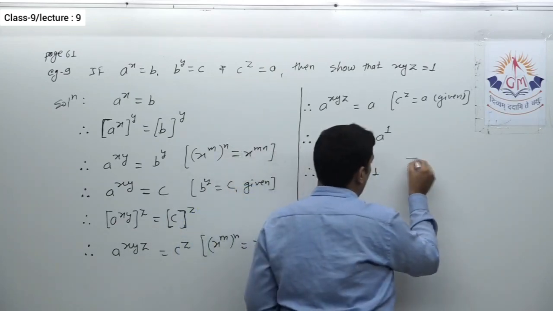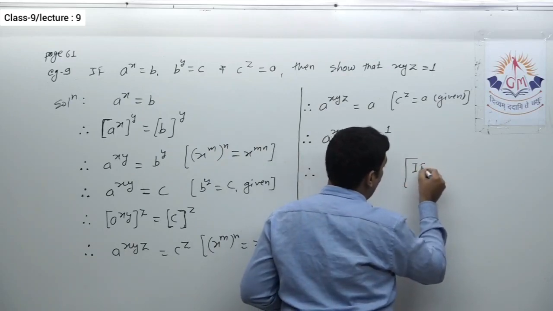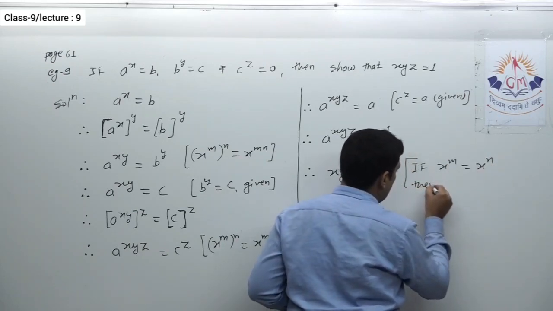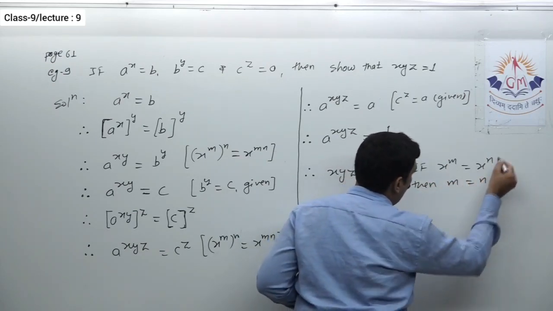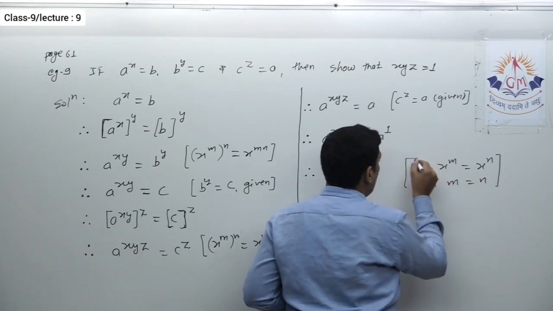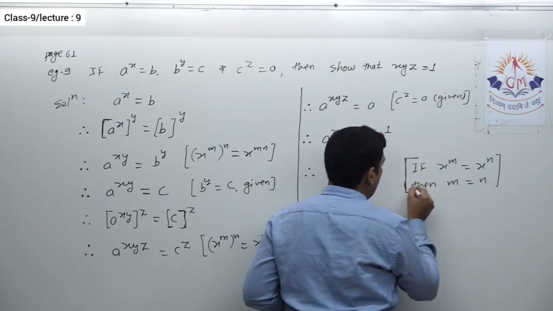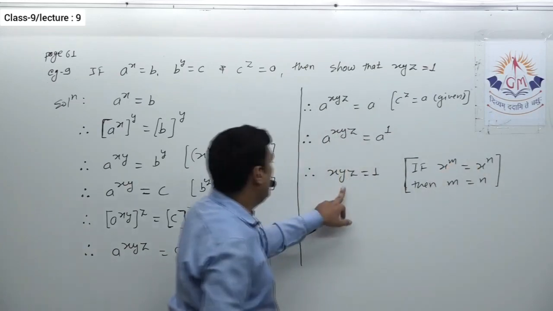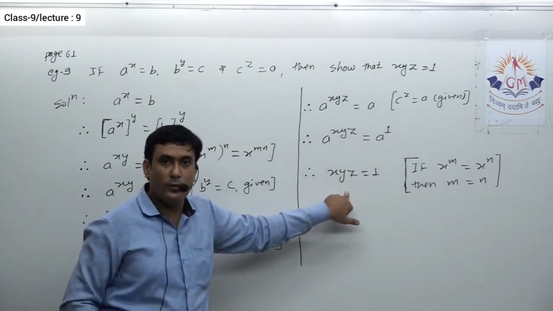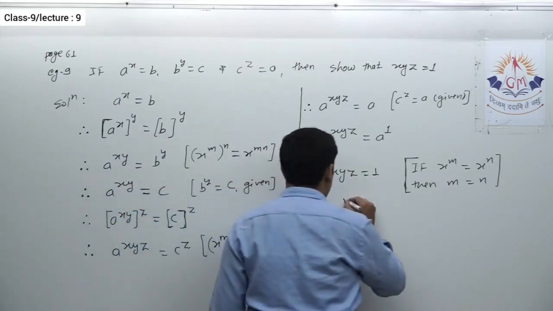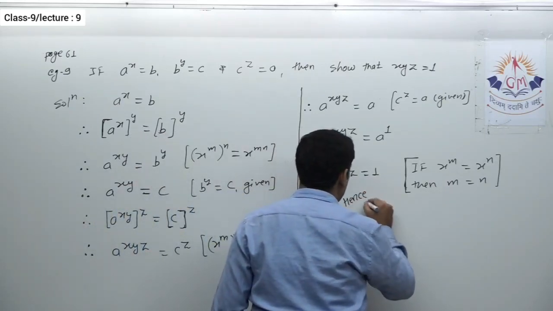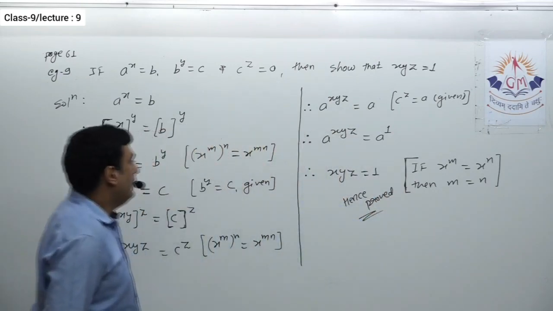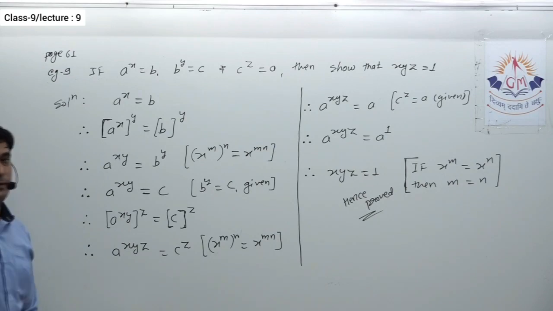And here which law have I actually applied? I applied: if x raised to m is equal to x raised to n, then m is equal to n. That means if two quantities are equal with the same base, then the powers must be equal, and this was what was required to prove. So here I can write hence proved. So please note it down, then we will see the next question.